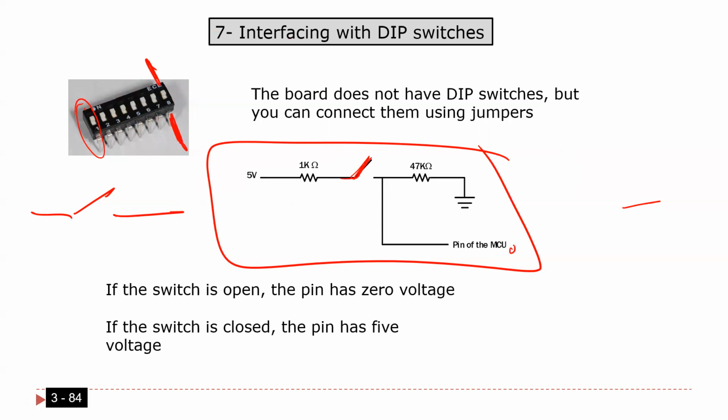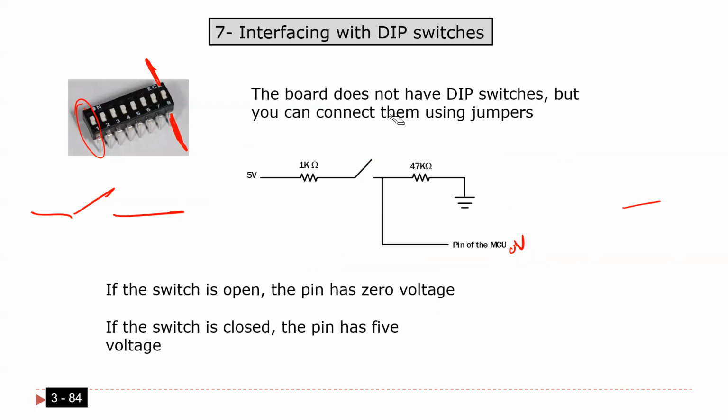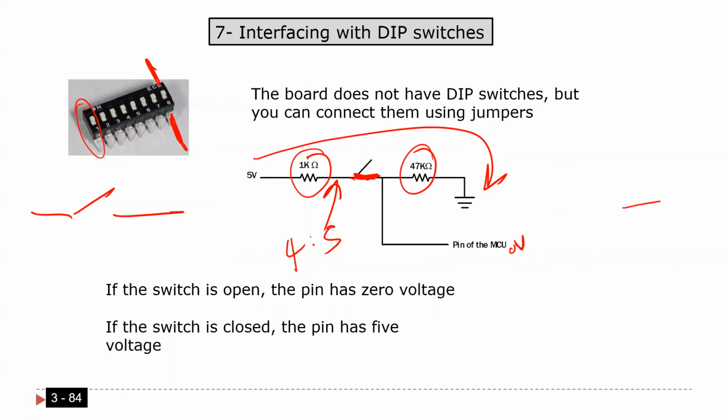So here we are going to get 0 volt. The microcontroller is going to get 0 volt. However, if the switch is connected, again, there is a current here, and this voltage is going to be very high because this resistor is much less than this one. So it's going to be 4.5 or whatever. So this one is going to be high, 5 volt or high. You know what I'm saying?